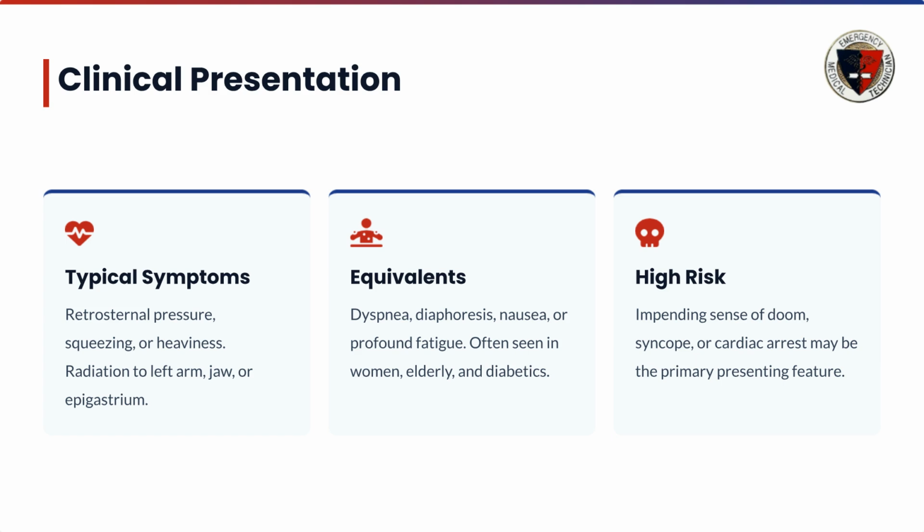The clinical presentation includes typical symptoms like retrosternal pressure and radiation to the arm, jaw, or epigastrium. Equivalents, such as dyspnea or profound fatigue, are often seen in women, the elderly, and diabetics. High-risk patients may present with syncope or cardiac arrest.